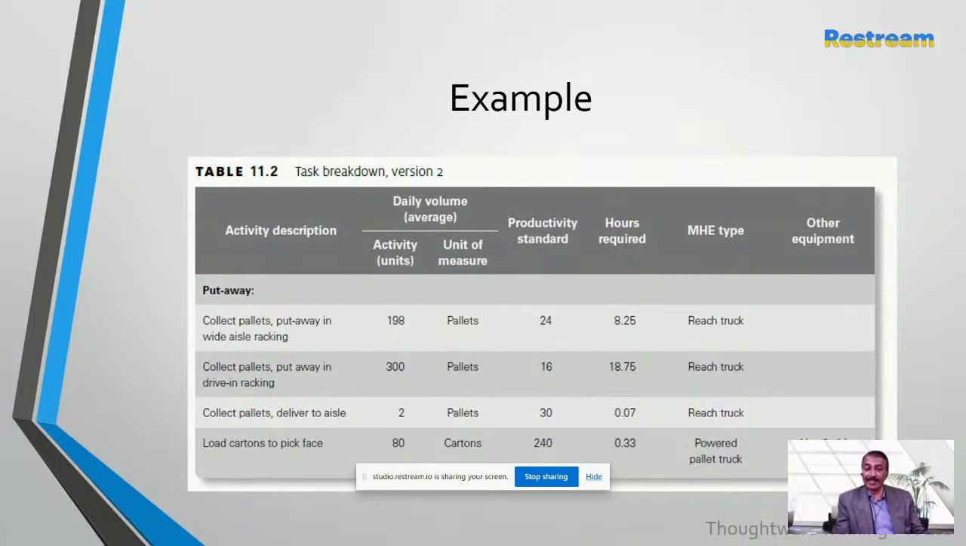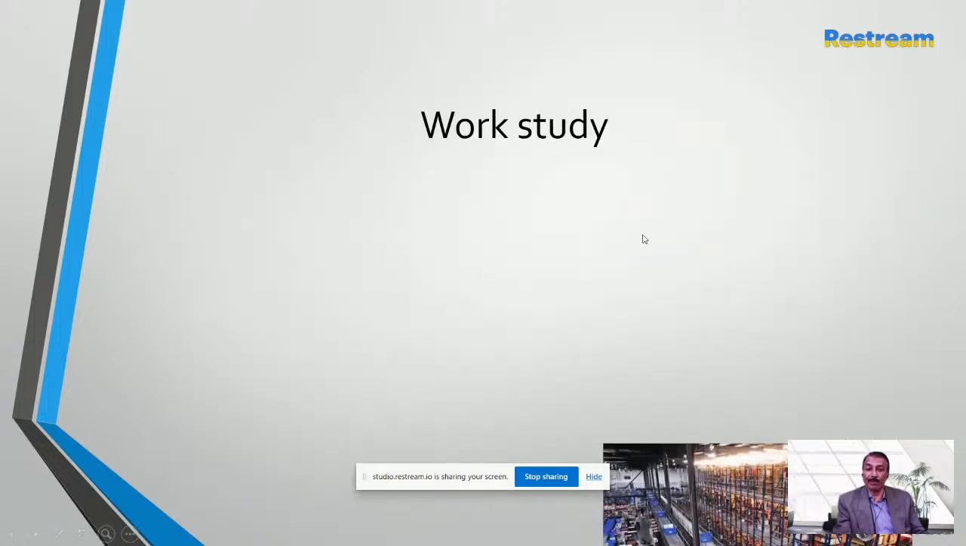We have to fix this based on the work rate or work study, and then you can calculate the number of hours required. Also, you can see material handling equipment is also mentioned, like reach truck or powered pallet truck and any other equipment. For example, a handheld scanner is available. So each product or each zone or each activity, this type of activity has to be captured. Then only we can have an overview.